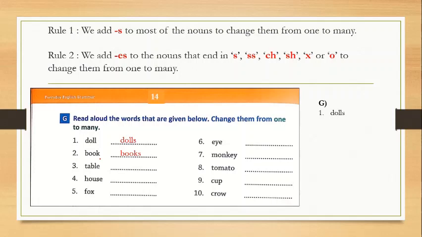Third one is table. Again, we add just the letter S to table to change it from one to many. Tables. The next word is house. Now tell me whether we will add S or ES. Yes, for the word house, we will just add the letter S to change it from one to many. Houses.